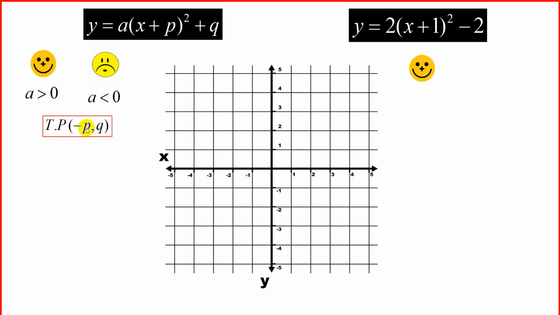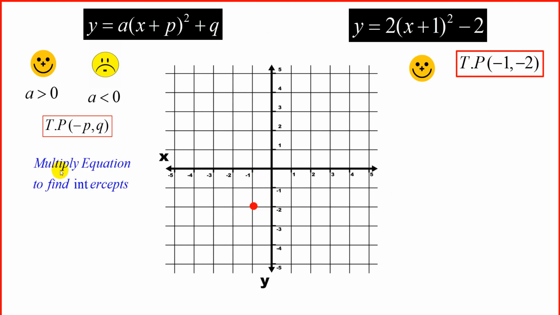Next thing, we're looking at the turning point. Your turning point is change your sign, negative p, and we're going to take q as it is. Looking at our example, change your sign, x plus 1, we're going to take negative 1, and we'll take negative 2 as it is to be our q value. So turning point in this case, minus 1, minus 2. Let's plot this point, minus 1, minus 2 on our axis. We're going to move on.